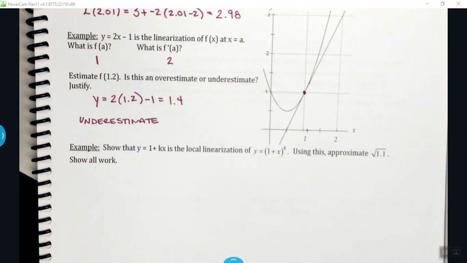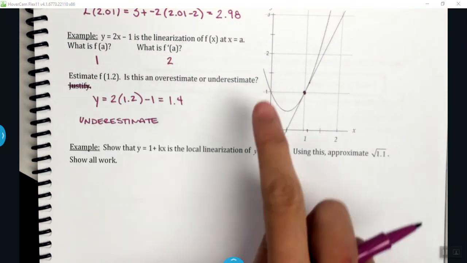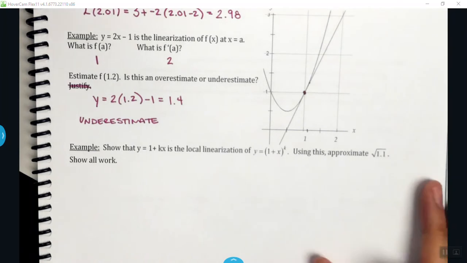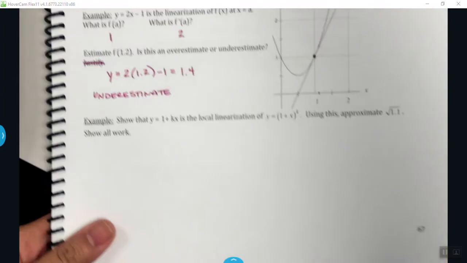Well, we can't really justify, so cross that out because I didn't tell you what the original function is, even though you can see that the curve is concave up. Are we allowed to say that the curve is concave? Not unless they give you some definitive... You're not allowed to say it's the same graph.